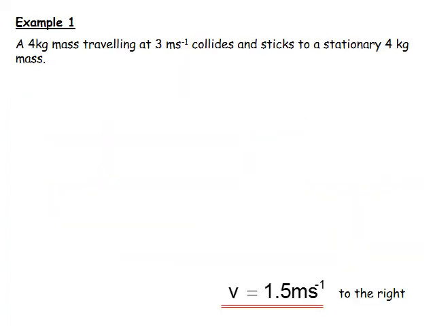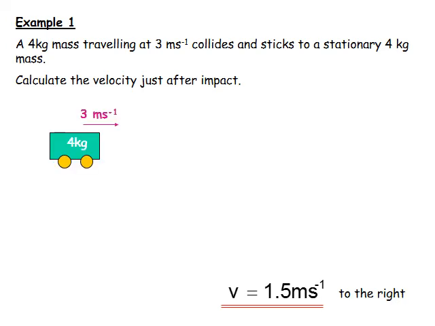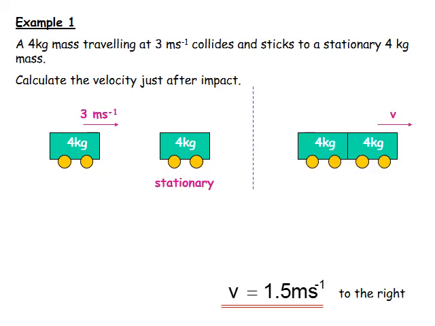So let's look at an example. A 4 kilogram mass travels at 3 metres per second and collides and sticks to a stationary 4 kilogram mass. Calculate the velocity just after the impact. So we draw a diagram. 4 kilograms to the right, 3 metres per second. Stationary, 4 kilograms. That's the before, and then the after on the other side of the dotted lines. The two join together with our unknown velocity v.